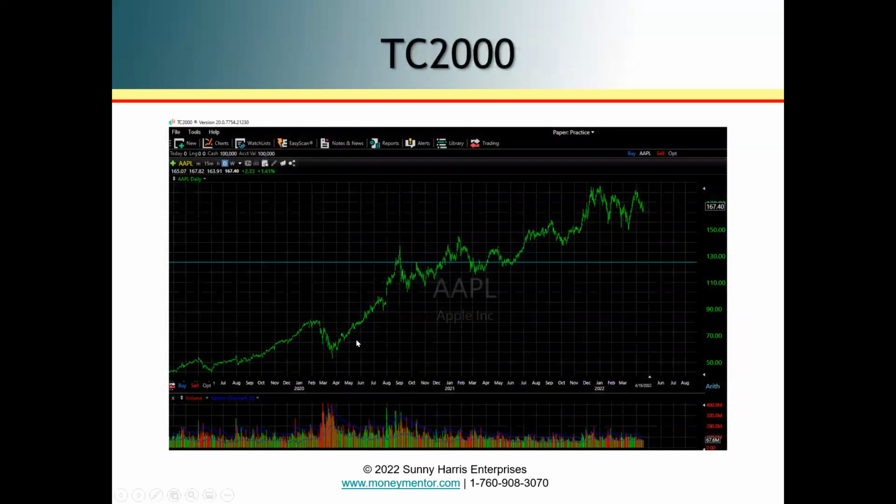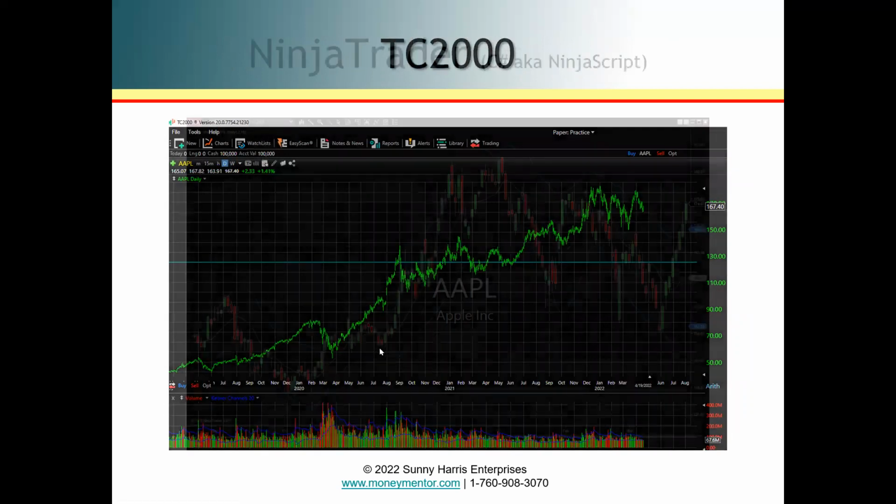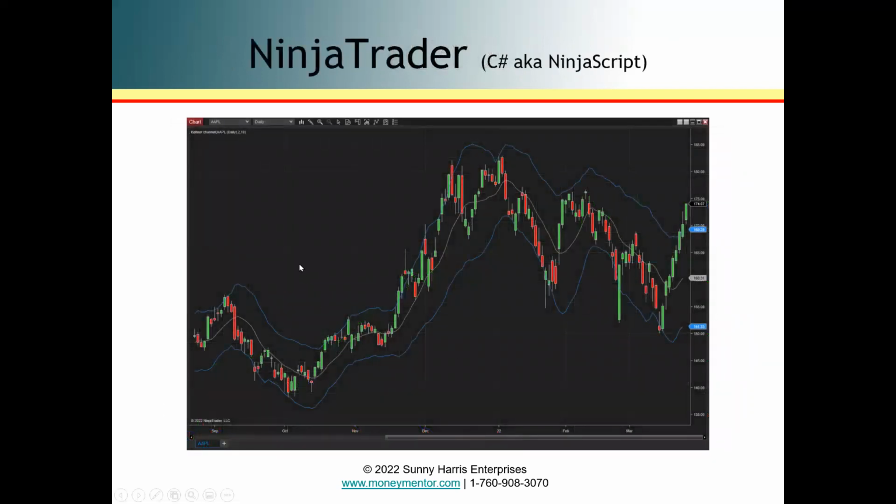There's TC2000, and I don't know their language, so I don't have it to show you. And here is NinjaTrader, and they use C#, which they also call NinjaScript.